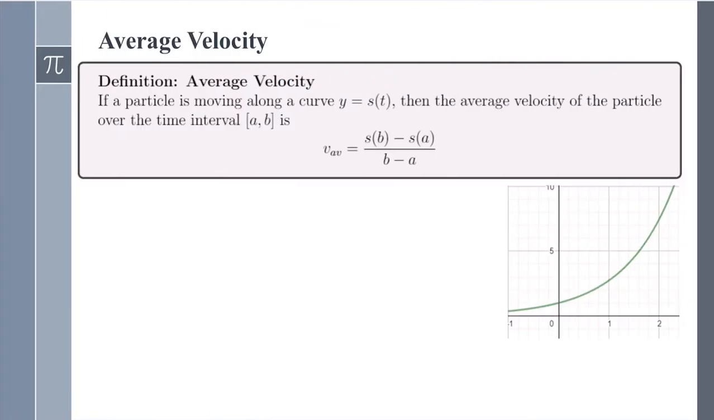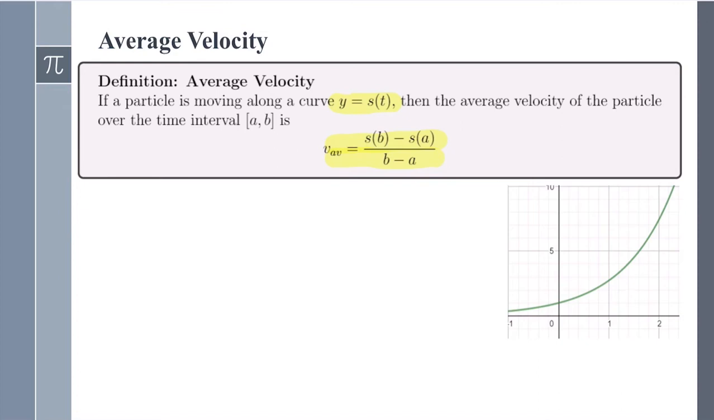So now we are going to start the first section of the first chapter of calculus, and that is about tangent and velocity. The first definition that we have here is the average velocity. If any particle or body or object is moving along some curve, let's say the curve is y equals s of t, the average velocity is given by this formula right here: s of b minus s of a, divided by b minus a.